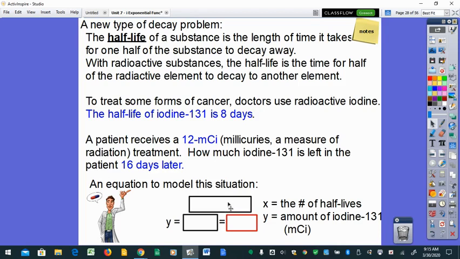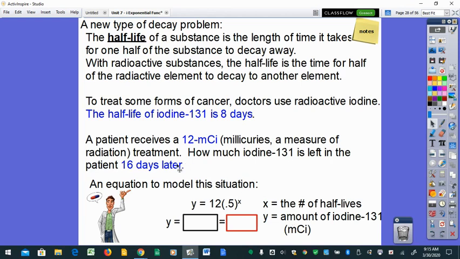So how much of that is remaining in the patient? We're going to let y, the amount of iodine, equal the start amount, which was 12. And the cool thing about half-life is your decay factor is always 0.5. Half means 50%. So in a half-life problem, this is always going to be 0.5 raised to the x. So here's our general form along with our definition of variables.